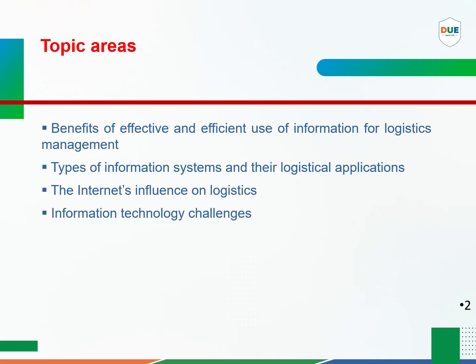The second topic is the different types of information systems and how they are applied in logistics. You will see a family of systems: office automation tools, communication systems, transaction processing systems, management and executive information systems, decision support systems, and enterprise systems, and we will discuss who uses each one and for what kinds of decisions.